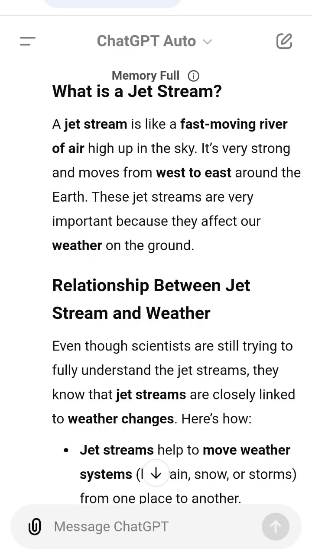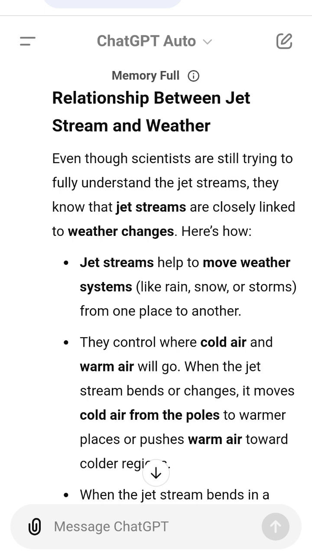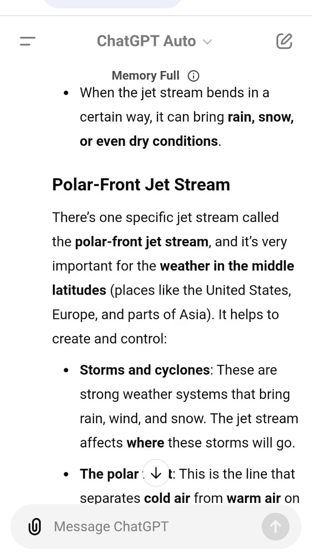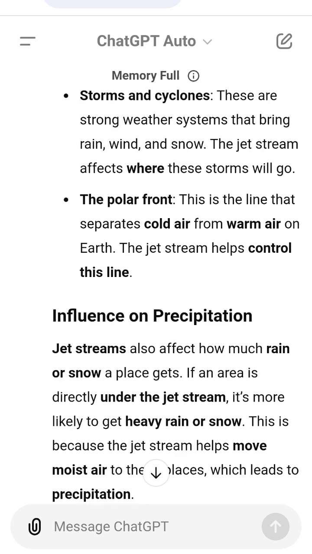Importance of understanding jet streams. The better scientists understand jet streams, the better they can predict the weather. For example, they can know if a place will get a cold wave, sudden cold weather, rain, or even a tornado based on the position of the jet stream.